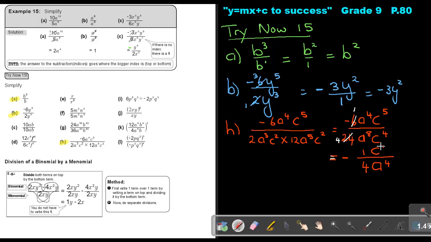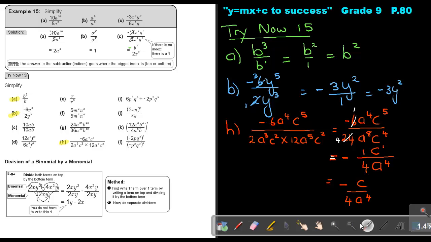5 minus 4, that's 1. And that will be my final answer. So you can actually just say negative c. You can leave out that 1. And you have over 4a to the power of 4. And that's your final answer.